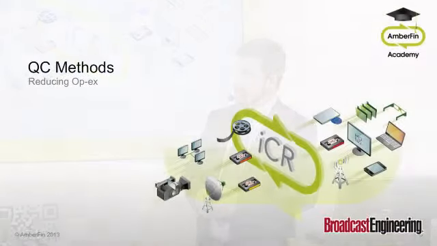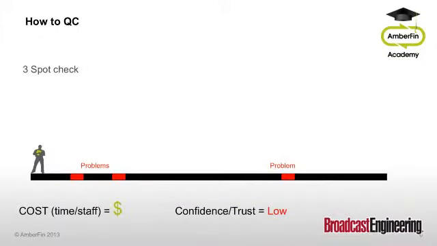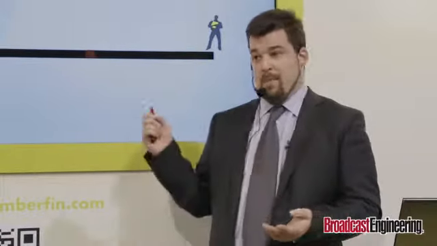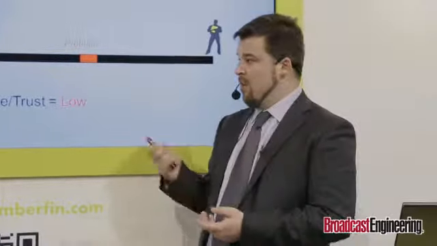So first of all, QC methods. How could we reduce the operational expense of QCing files through QC methods? Traditionally in our industry, we might have QC'd files using a 3-spot check. We look at the beginning of the video, we look in the middle of the video, and we look at the end of the video. It's great, but we might miss the problems. It's very quick, it's low cost in terms of staff and resources, but we have very little trust or confidence in the result.